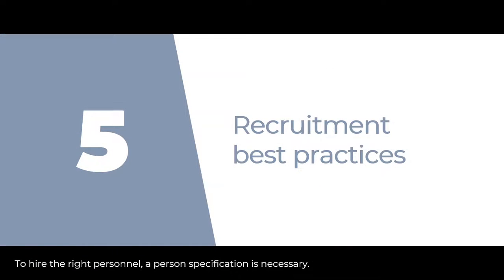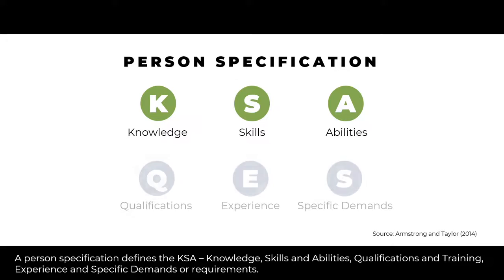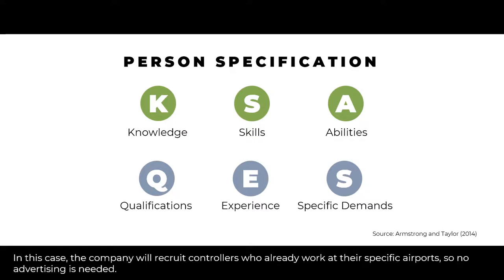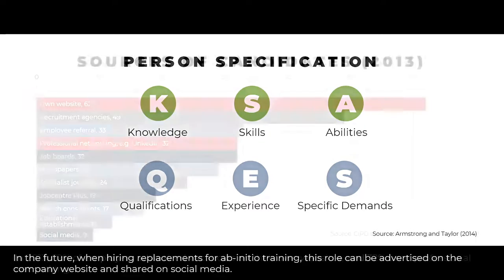To hire the right personnel, a person specification is necessary. A person specification defines the KSA, knowledge, skills and abilities, qualifications and training, experience, and specific demands or requirements. In this case, the recruitment will be internal from amongst controllers who already work at their specific airports, so no advertising is required. In the future, when hiring replacements for ab initio training, this highly sought after role can be advertised on the company website or shared on social media.